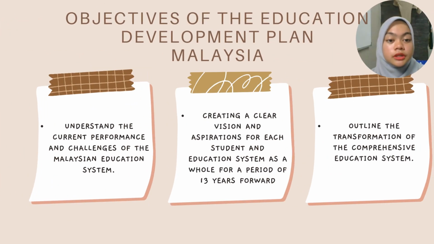There are three objectives of the Education Development Plan of Malaysia. So the first objective is about understanding the current performance and challenges of the Malaysia education system. And the second objective is about creating a clear vision and aspirations for each student and education system as a whole for a period of 13 years forward. And the last objective for this development plan is about outlining the transformation of the comprehensive education system.